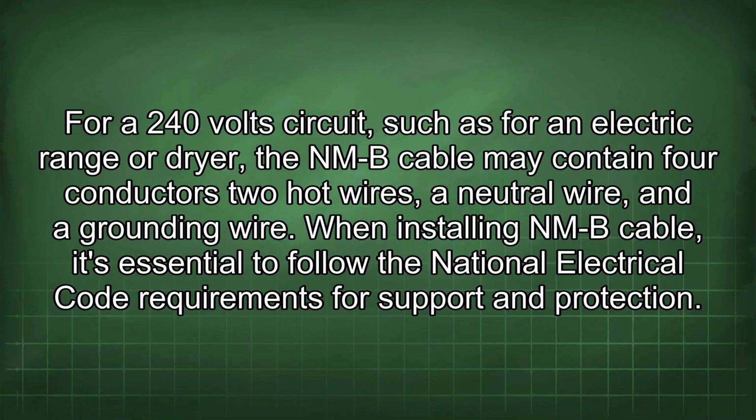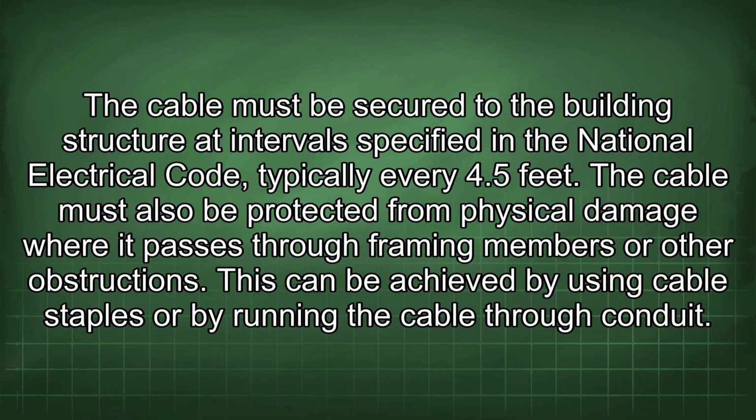When installing NMB cable, it's essential to follow the National Electrical Code requirements for support and protection. The cable must be secured to the building structure at intervals specified in the National Electrical Code, typically every 4.5 feet. The cable must also be protected from physical damage where it passes through framing members or other obstructions. This can be achieved by using cable staples or by running the cable through conduit.